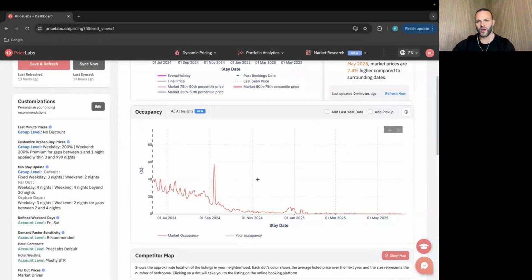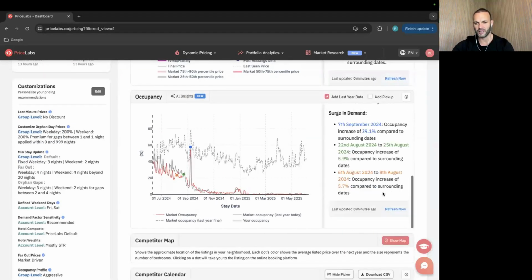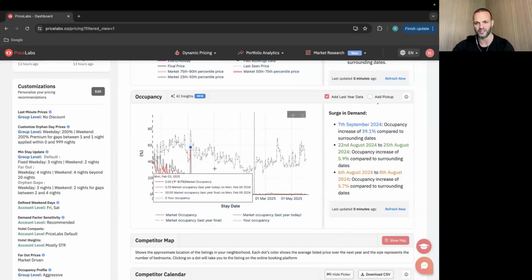Now, in terms of the occupancy, we have the same. It also gives you AI insights into the occupancy. And as we can see here, it gives you similar sort of information based on those dates, those 3 key dates that you can maximize.